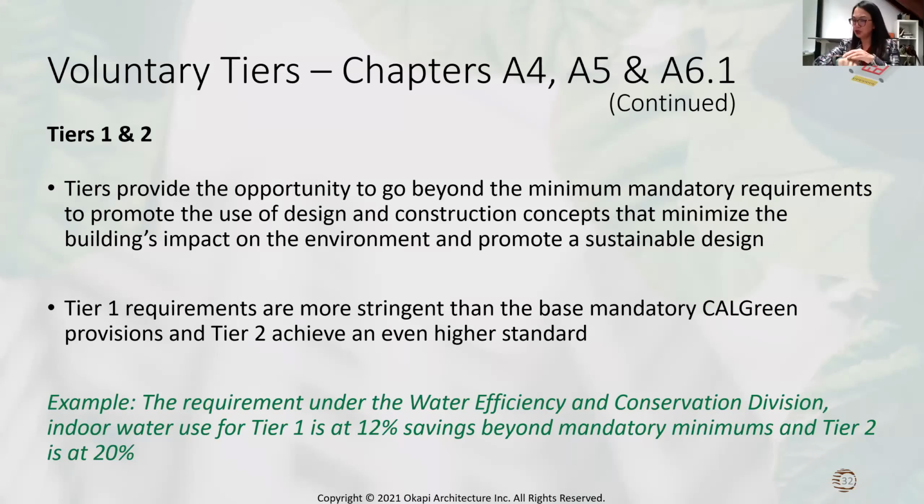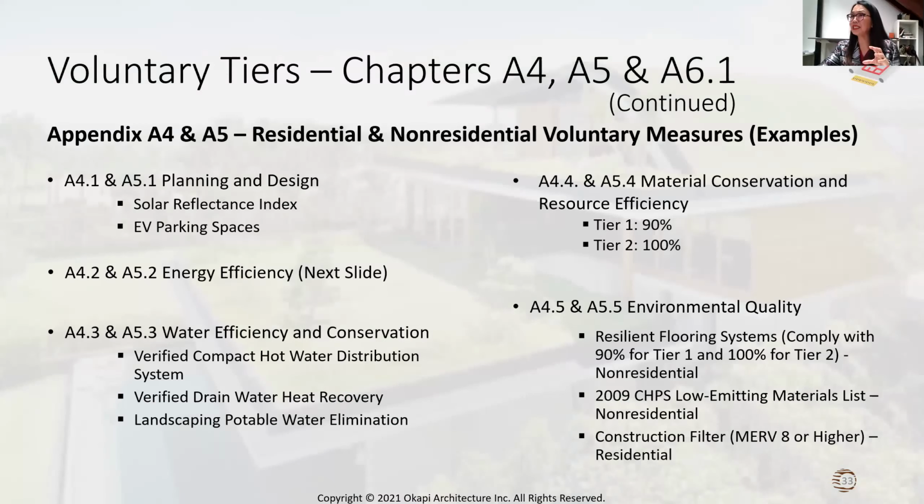So we're moving into tiers very fast. A tier just means it's higher than the mandatory. For example, look at this one, water efficiency. Mandatory just means the 1.28 and the 0.125 that I mentioned. Tier 1 says better than that, 12% better, and tier 2 is 20%. Those are specifically identified, but there are plenty of items not exactly identified, just a placeholder.